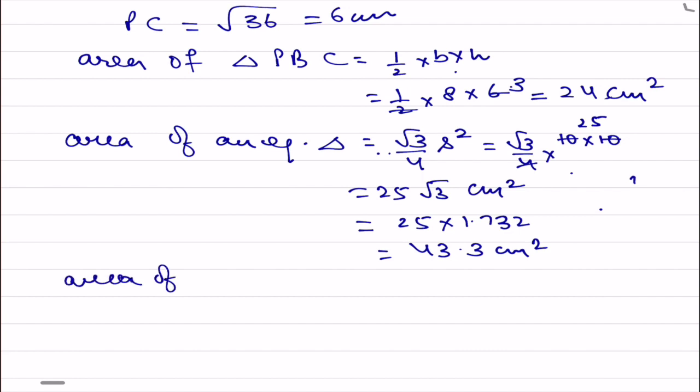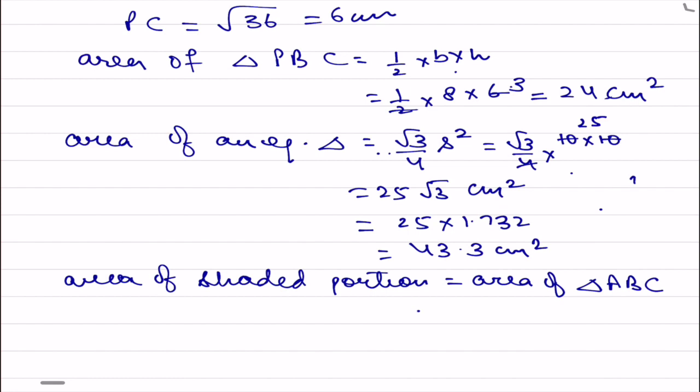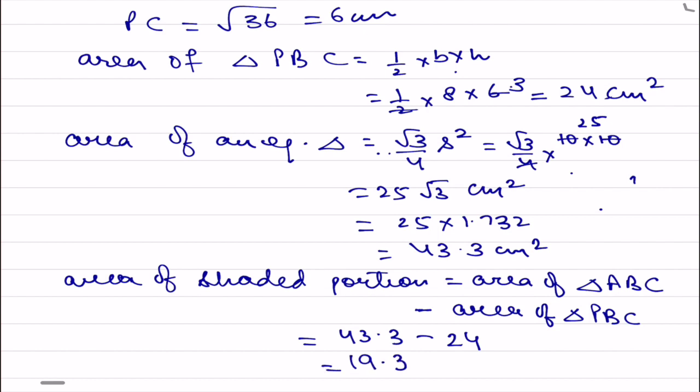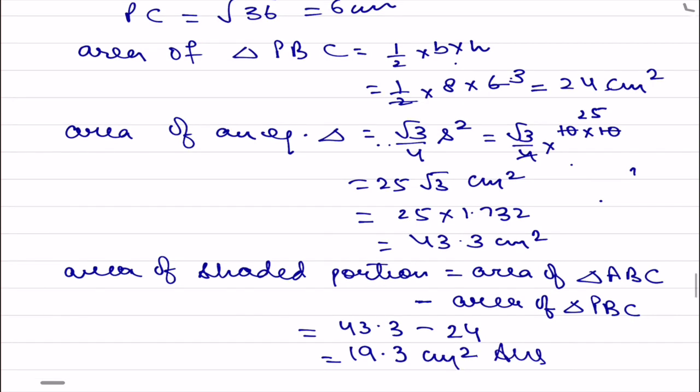Now area of the shaded portion is area of the complete bigger triangle ABC minus area of the triangle PBC. So substitute the value of the equilateral triangle first, 43.3 minus 24, that is the area of the triangle PBC. So when we solve, we see 19.3 square centimeter. This is the area of the shaded portion.